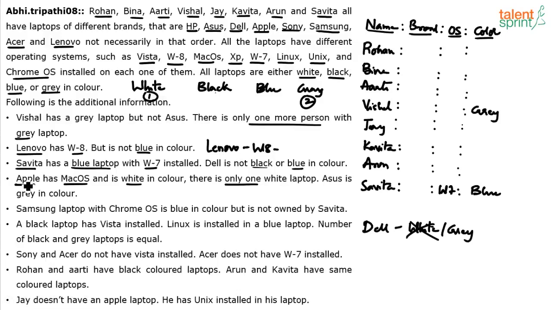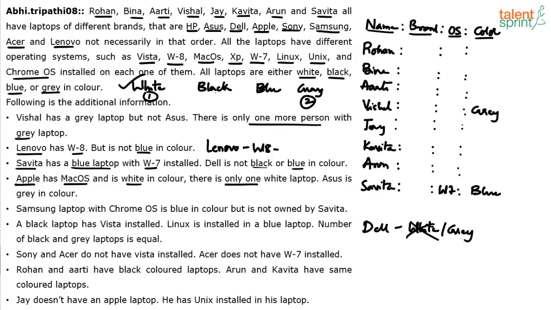There's only one laptop which should be white in color, and I only know that that laptop is Apple. It cannot be Dell. So we had two choices for Dell initially, white or gray. Now it is left with only one. It should be gray only, right? Dell is gray, but that does not mean that Vishal owns Dell. That's not for sure. I mean, that's not very clear, right? Unless you confirm that, you cannot put it.